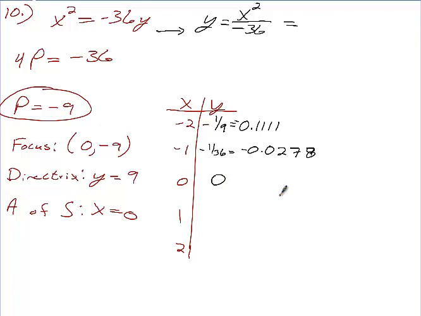Okay, plug in a 1. 1 squared is 1, right? Divided by negative 36 is going to be negative 0.0278. Plug in a 2, you get 4 divided by negative 36 is negative 1/9, or negative 0.1111. So it seems I'm having a hard time reading the negative because I missed it. Let me just rewrite it. So is everybody okay with how we're getting these values? Yes, no, maybe. Any questions getting to this point?